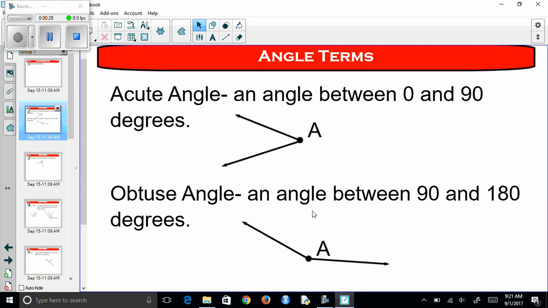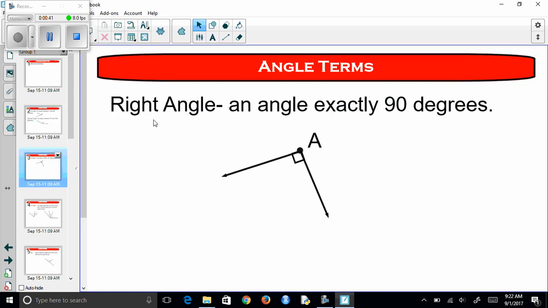An obtuse angle is an angle between 90 and 180, and again, not including the 90 and 180. So it looks like this. It's greater than 90 degrees. Now, a 90-degree angle we call a right angle. We denote a 90-degree angle with a little box. So whenever you see a box like that, you know that it must be 90 degrees.